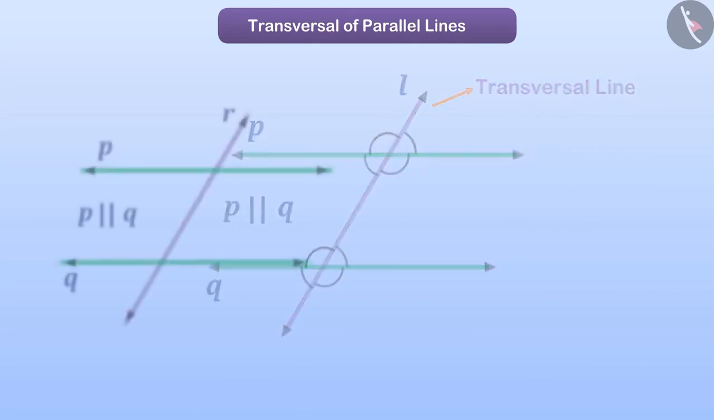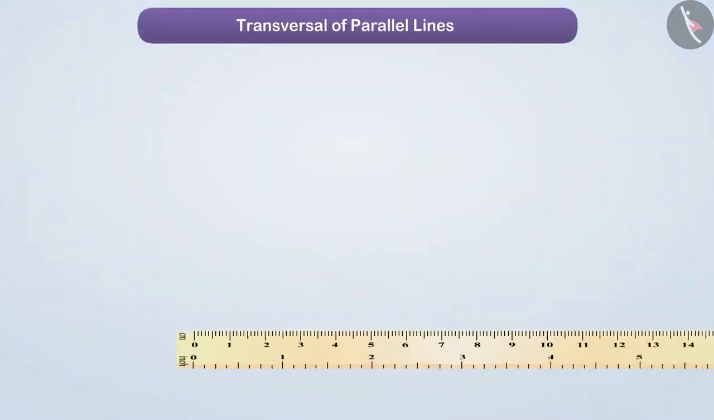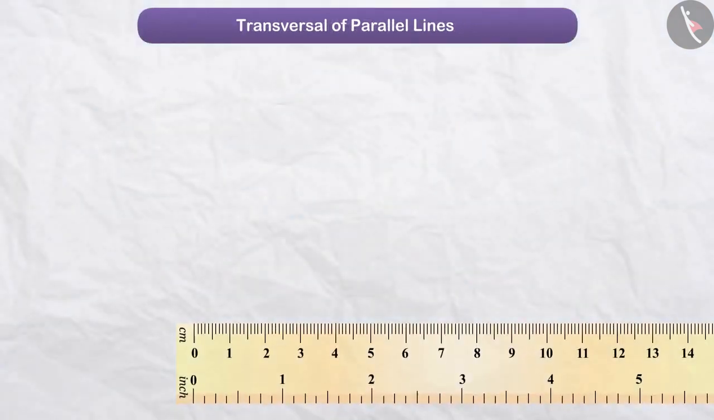In the previous video, we learnt that the transversal of two lines makes different angles. When those two lines are parallel, we get to know even more interesting things about the angles made by the transversal. Let's learn about them. We will understand this by doing an activity.